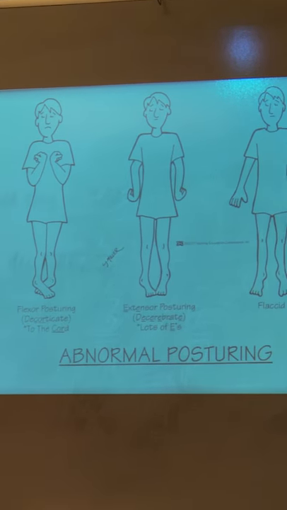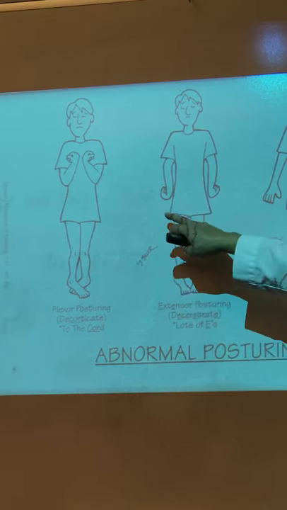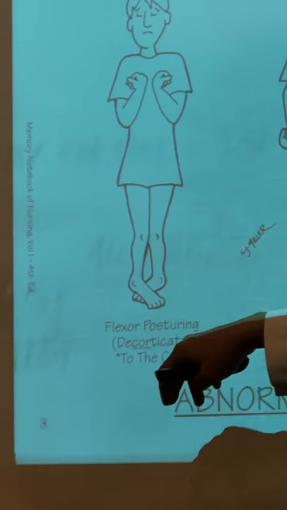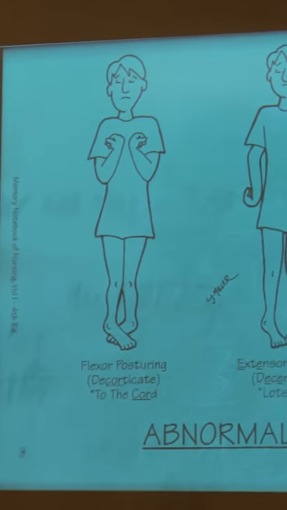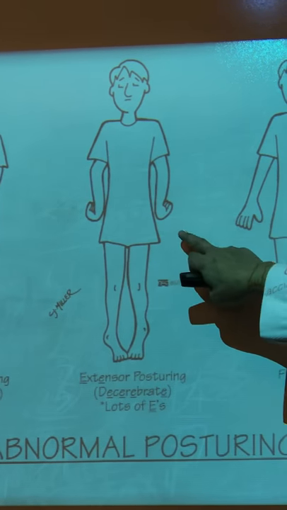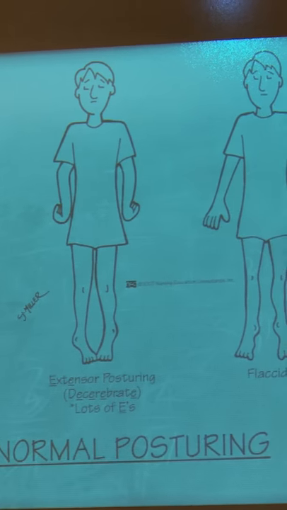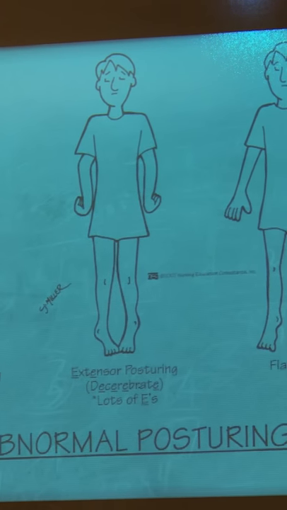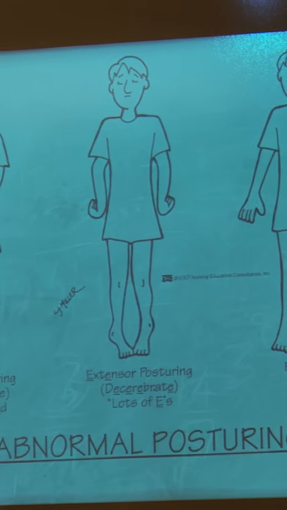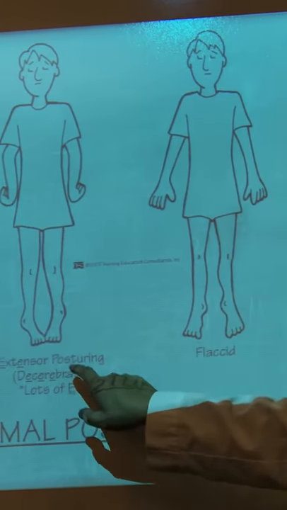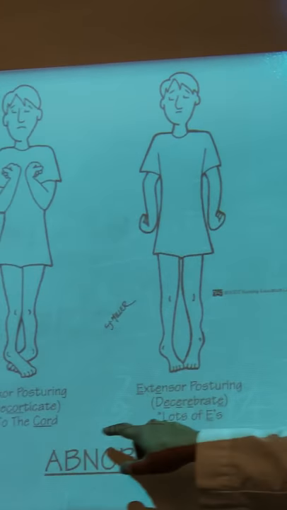Patients with strokes, severe strokes, that's decorticate. And then it gets the cortex. Then if they become spastic or extension like that, that's decerebrate. Lots of E's. Okay. And then they're just dead. So this one is more severe than this one.